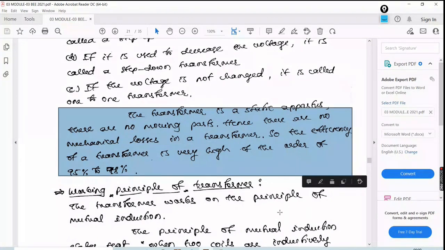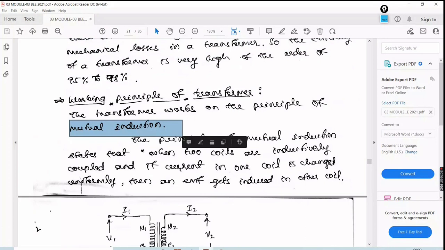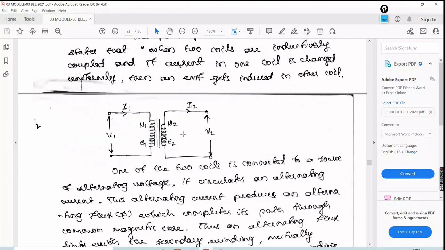Then the working principle of the transformer: it works on the principle of mutual induction, with respect to the two windings. If it is a single winding, it is self-induction. It has a primary and a secondary.